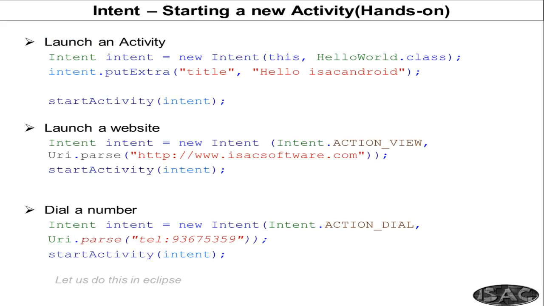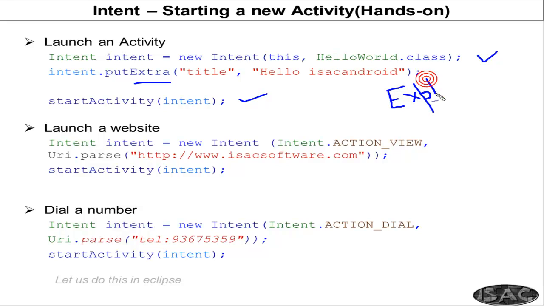Now, let us see one example here. The first example is that from one activity I want to launch another activity. What I am planning to do here is first create an intent object, then put extra like this key value, and then say start activity. What it will do is run this activity HelloWorld.class, and this is called explicit intent.